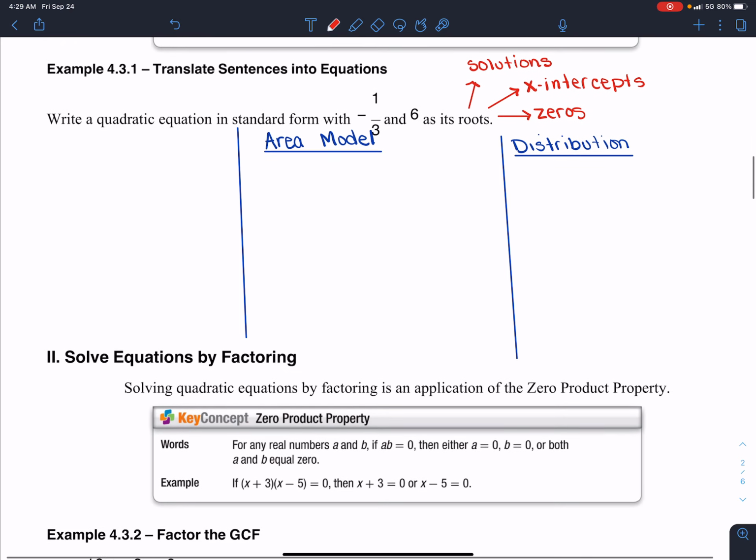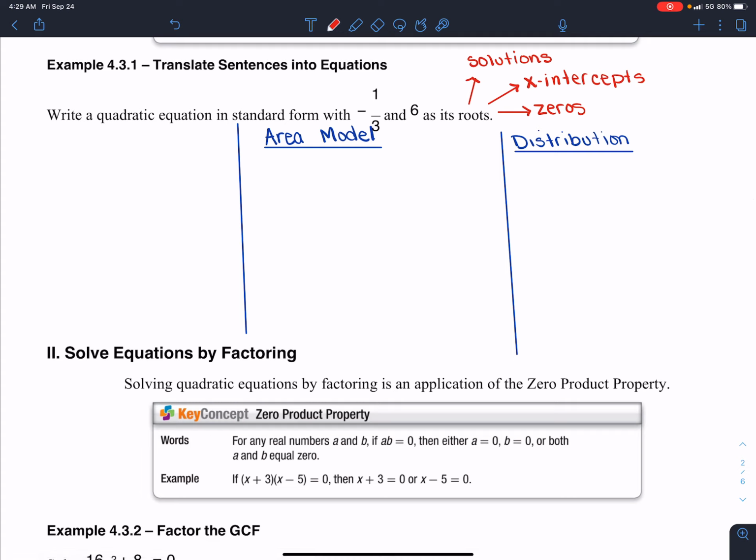So writing a quadratic equation in standard form with negative 1/3 and 6 as its roots. Roots is the same or similar vocabulary to zeros, x-intercepts, solutions, right? So you can hear any of those words. This is just a new one to add to our vocabulary bank, roots. All right, so writing a quadratic equation, they give us the values. They tell us that x equals negative 1/3, because that's one of our roots. And the other root is x equals 6.